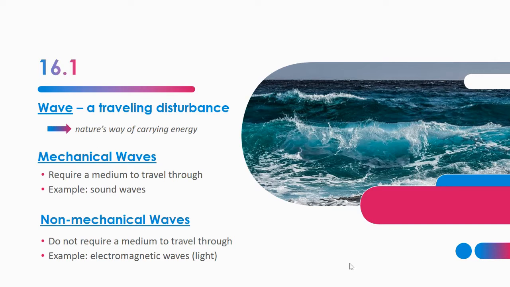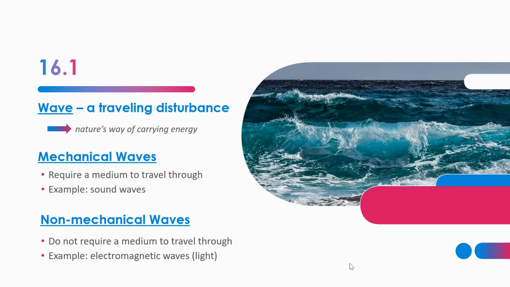The main example of a mechanical wave is a sound wave. So sound waves need something to travel through in order to exist. Sound waves can travel through air, obviously. They can also travel through liquids. If you've ever been underwater and tried to talk, you can still kind of hear it. It's just distorted. They can also travel through solids.